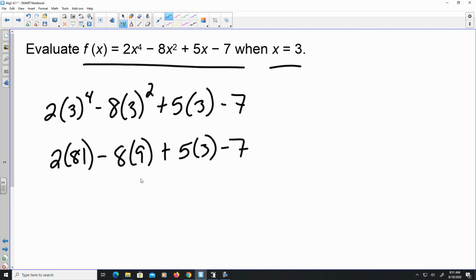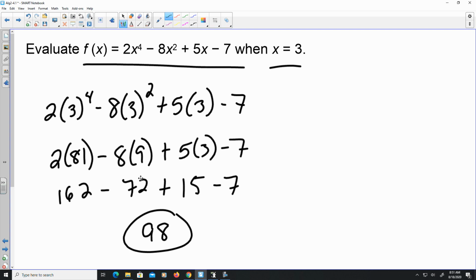So now we'll take care of all the multiplication. So 2 times 81 is 162 minus 8 times 9, which is 72, plus 5 times 3, which is 15, minus 7. Do all of the addition and subtraction now. We get a result of 98. So when we evaluate this function when x is 3, our result is 98.